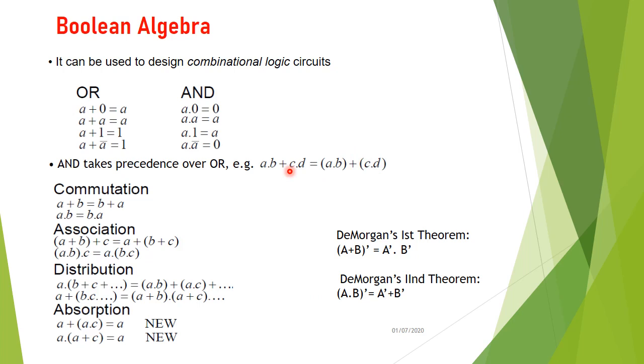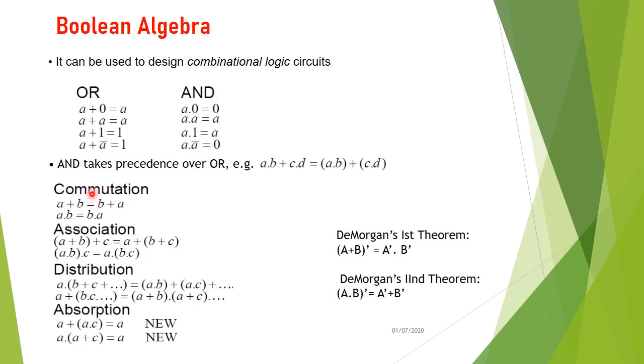Apart from the ANDing, ORing and precedence rule, in Boolean algebra there are laws which are of commutation, association, distribution and absorption types. So one by one we will cover what those laws are going to tell us.